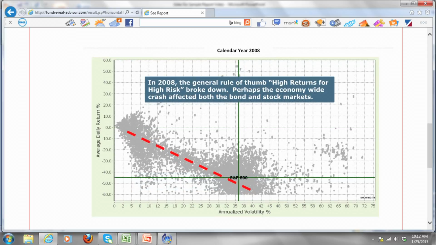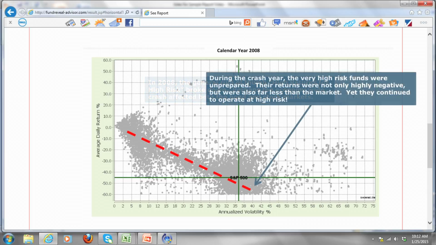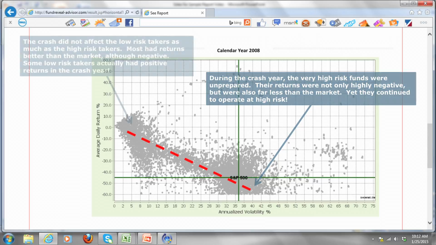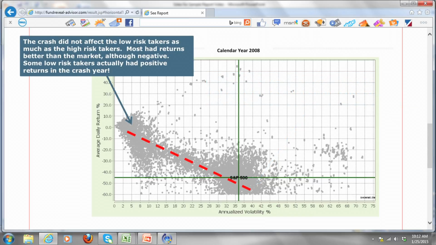In 2008, the general rule of thumb, high returns for high risk, broke down. Perhaps the economy-wide crash affected both the bond and stock markets. During the crash year, the very high-risk funds were unprepared. Their returns were not only highly negative, but were also far less than the market. Yet they continued to operate at high risk. The crash did not affect the low-risk takers as much as the high-risk takers. Most had returns better than the market, although negative. Some low-risk funds actually had positive returns in the crash year.